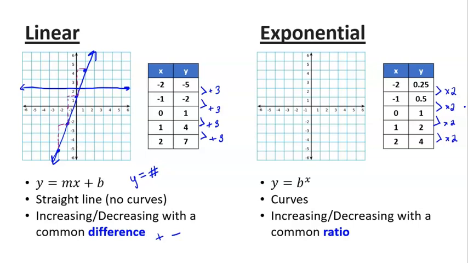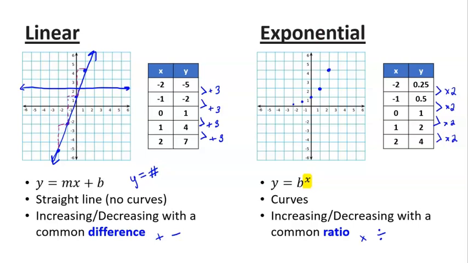And so with exponential functions, we're now increasing or decreasing with a common ratio. So that means you're either going to be multiplying or dividing by the same number to get the next y. And so this one is y equals b to the x. So obviously it's called exponential functions because we have an exponent now in our form. And then it's going to curve. So if I plot these points, this is what it's going to look like.